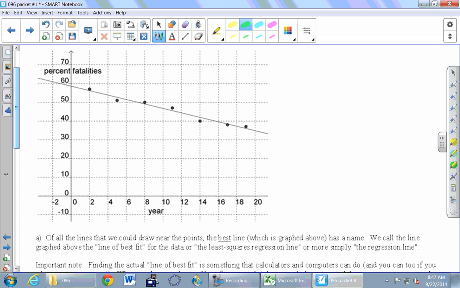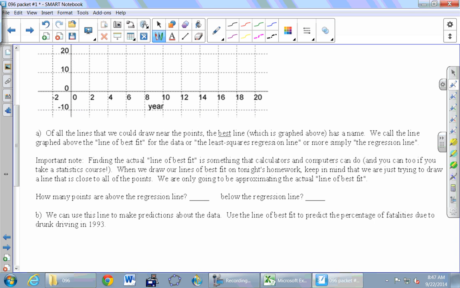Calculators and computers can find it, but when you're doing homework tonight, I think this is written down here, we're just going to be approximating the line of best fit, okay? So expect that you're going to get slightly different answers from the answer key and slightly different answers from each other because you're just drawing your best estimate without technology.